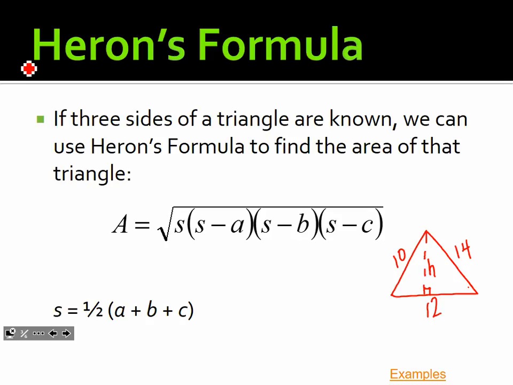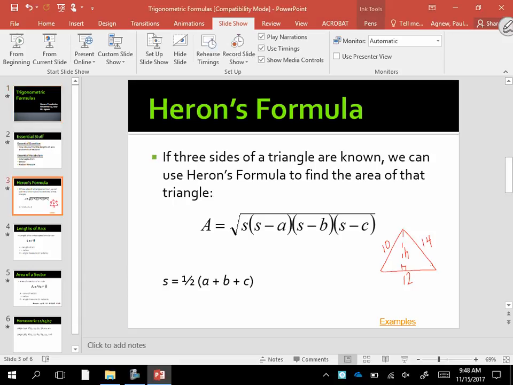Okay? So that's what this S down here stands for. The semi-perimeter is half the perimeter, so 1/2 the sum of the 3 sides. You're going to add the 3 sides together, take half of that, and that's going to be S. Then you're going to find the difference between S and each side, multiply those together, and take the square root. Once you get the process down, it's a really easy formula to use, as long as you have three sides of that triangle. So let's look at an example of it.